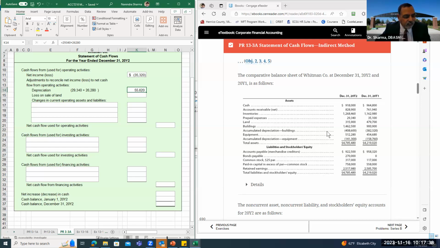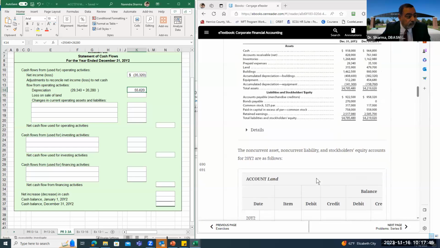If the account is not given, you can take the balance sheet figures here. But if the account is given, you have to look at the accounts. Now, next, what we are going to do is see if there was any loss or gain on sale of any asset.